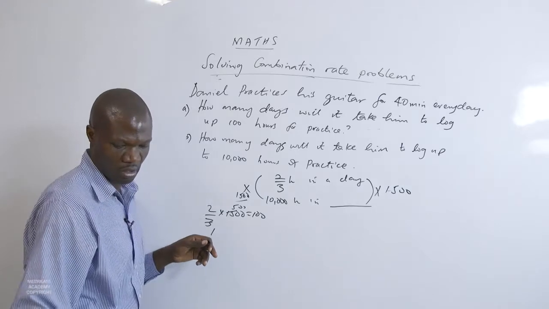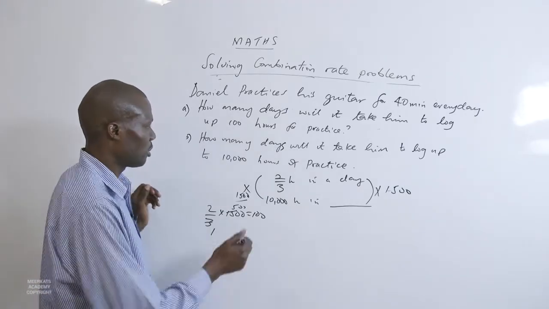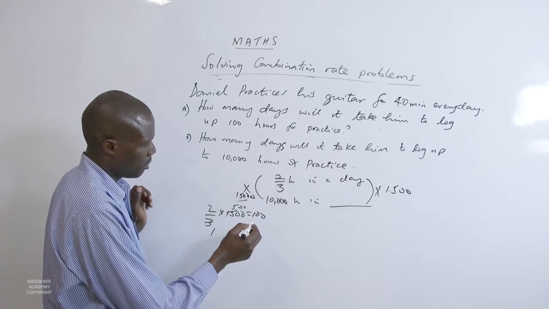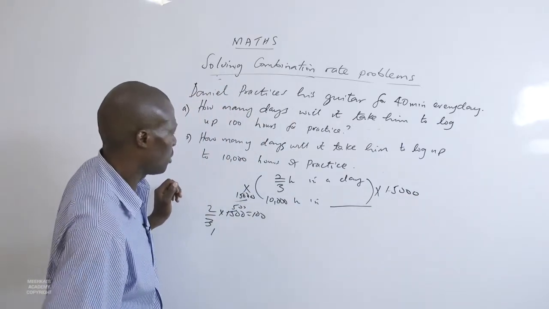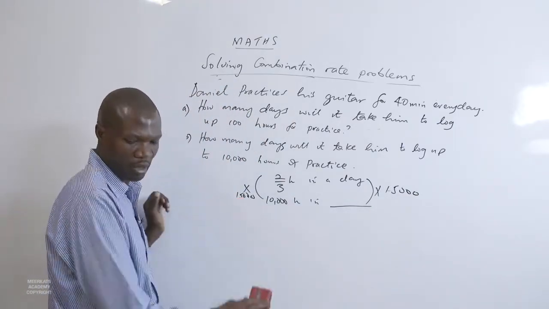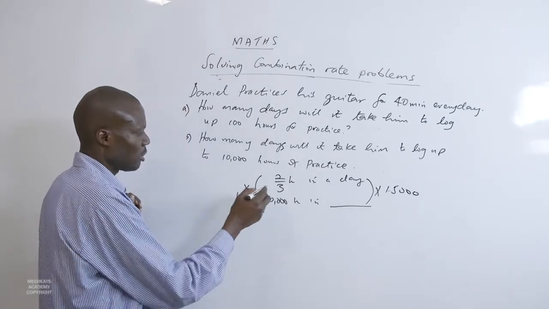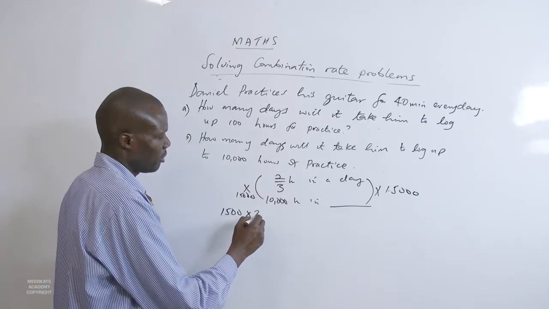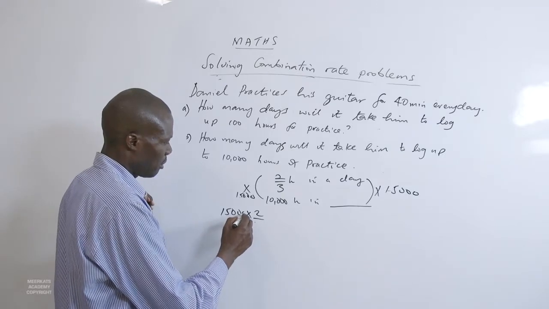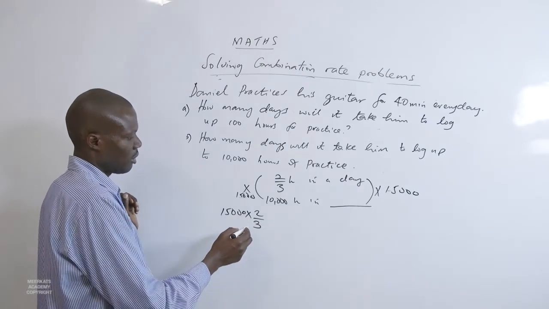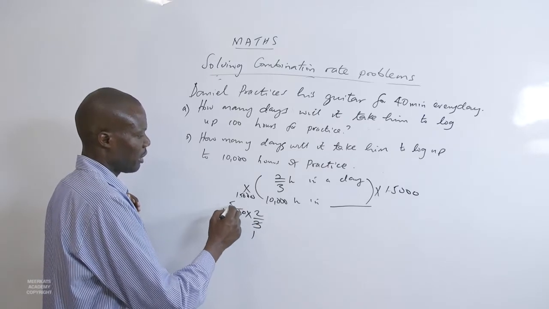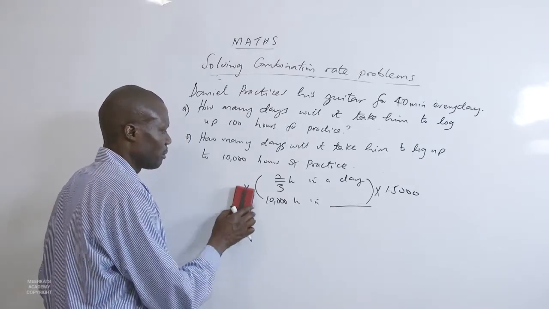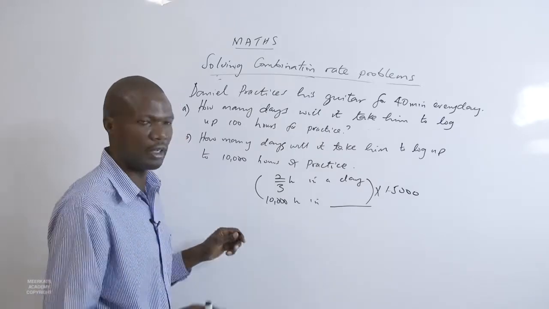So we are missing 1, which is supposed to be 15,000, not 1,500, but 15,000. So let us again confirm that: 15,000 multiplied by 2/3. So by this one will give us 1, this one will give us 5,000. 5,000 multiplied by 2 is 10,000. So we have the multiplier there. Now we can move ahead.